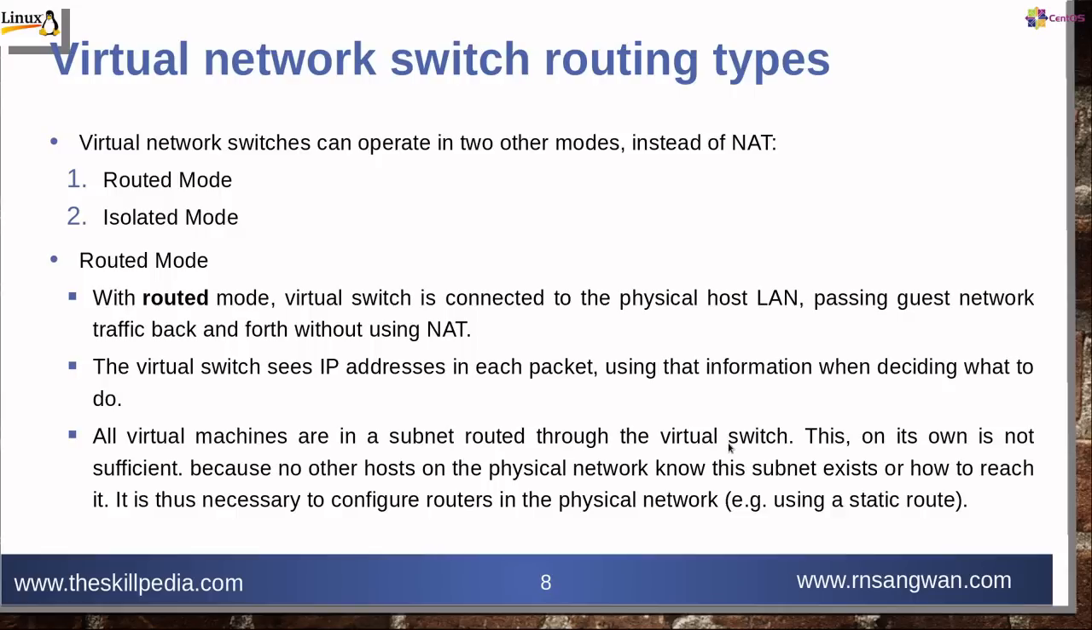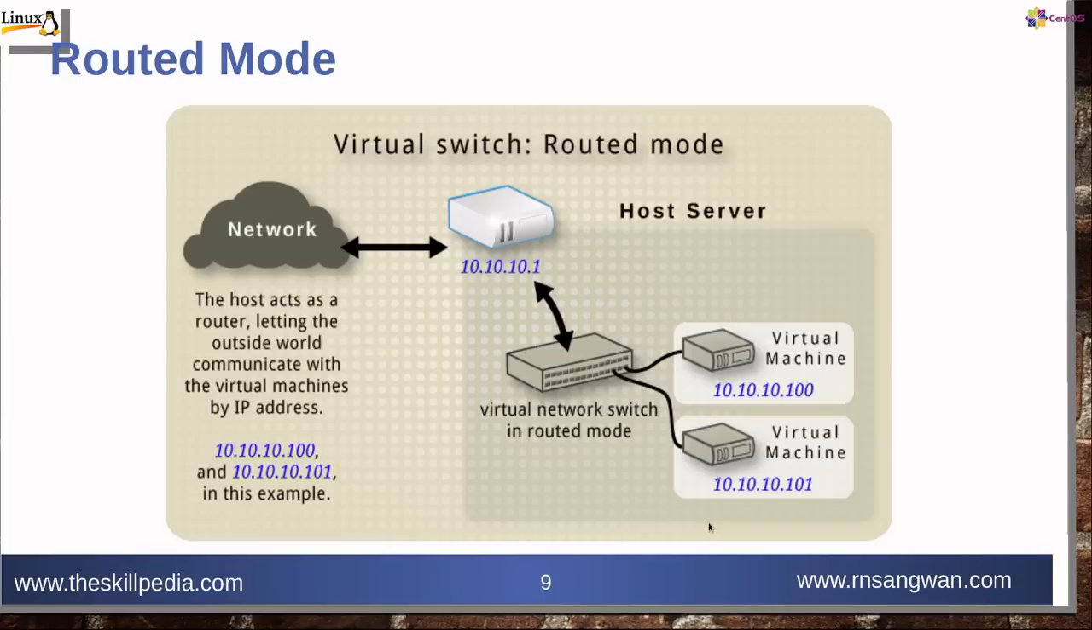This on its own is not sufficient, because no other host on the physical network knows that this subnet exists or how to reach this subnet. So it is necessary to configure routes on the physical network, which is done by means of a static route. So we need to configure a static route for this purpose. This is how the routed mode of the virtual switch works.